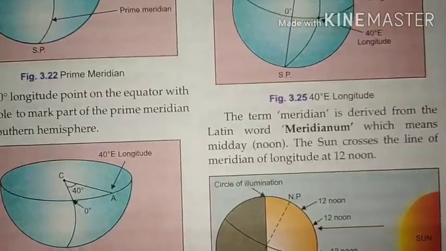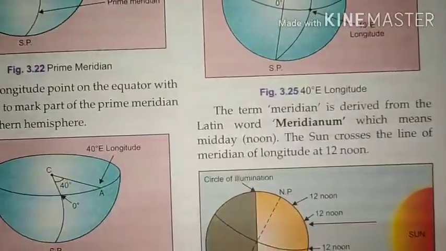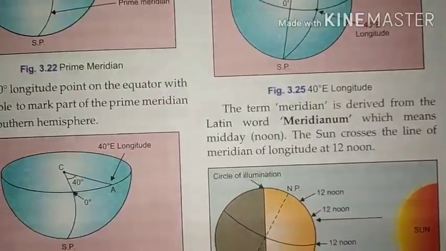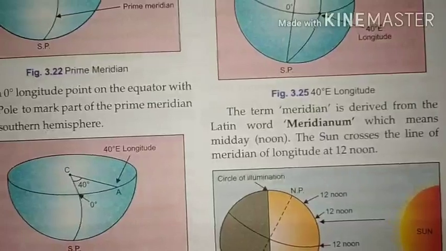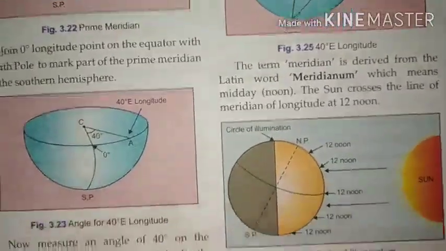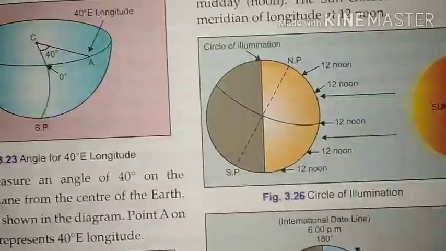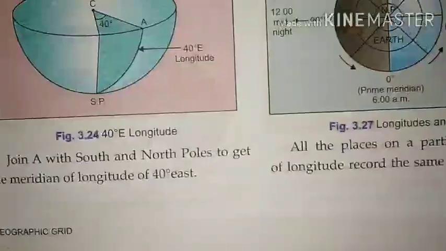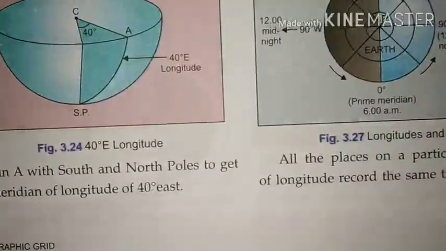It is a very interesting feature that all the places on the same meridian experience midday at the same time. As you can see in the figure, the sun's rays fall vertically on all the points of a given meridian. All the places on a particular meridian of longitude record the same time.